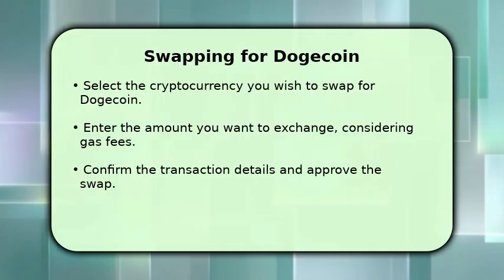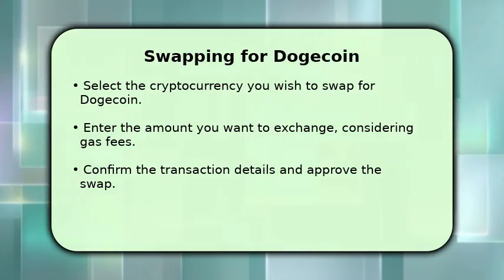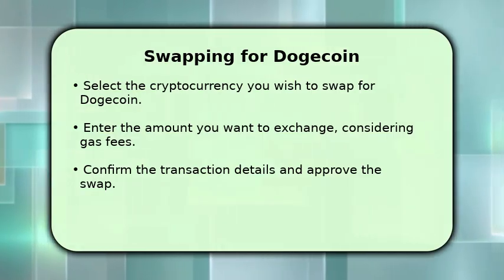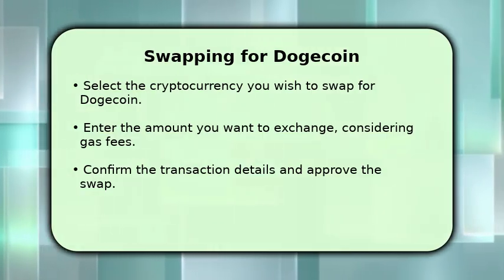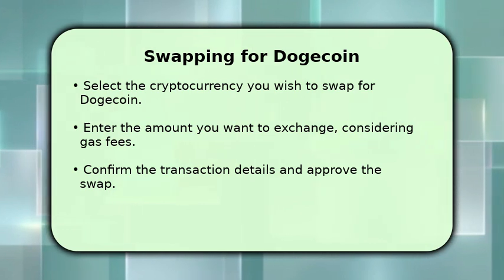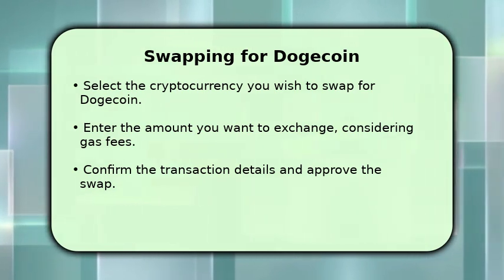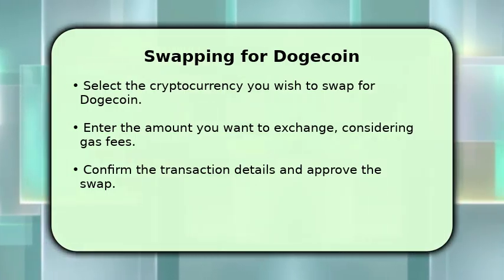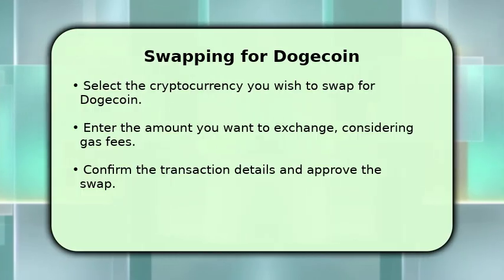Now, within the decentralized exchange, select the cryptocurrency you wish to swap for Dogecoin. Input the exact amount you want to exchange, keeping in mind any network or gas fees. Review all the transaction details carefully before proceeding. Finally, confirm and approve the swap, and your Dogecoin will be transferred to your Trust Wallet shortly.